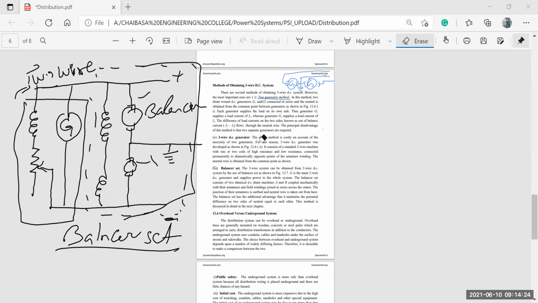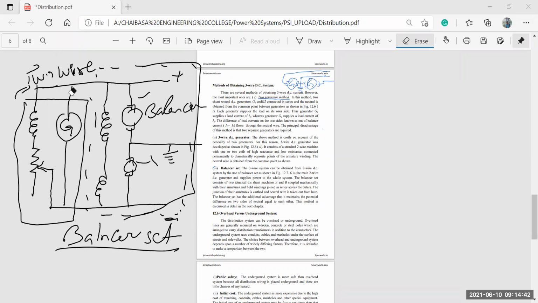Either we could have two generator sets, or we could have your three wire DC generator, the same methodology we did in the previous one. Now another is your balancer set. In this we convert this two wire system into your three wire system.